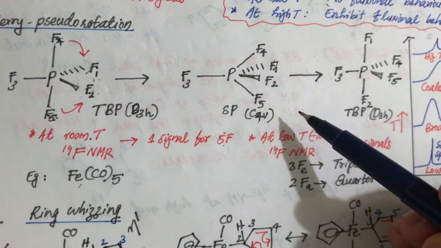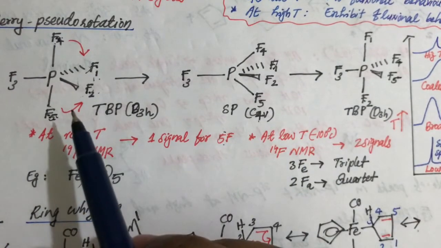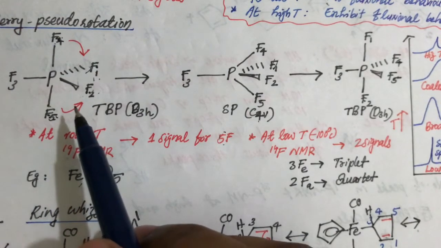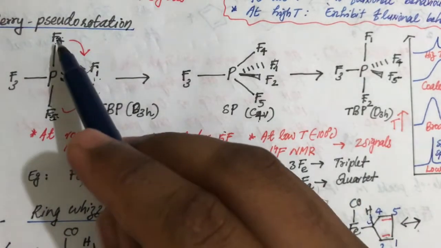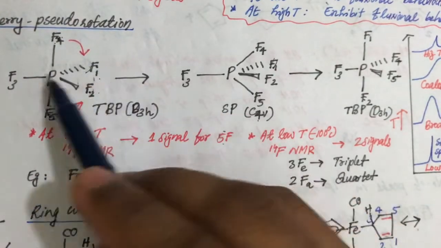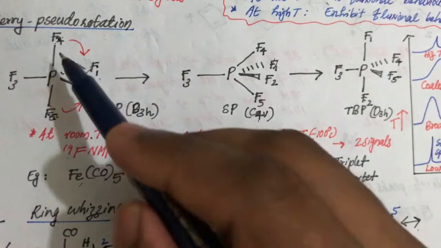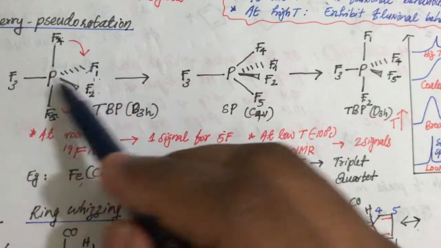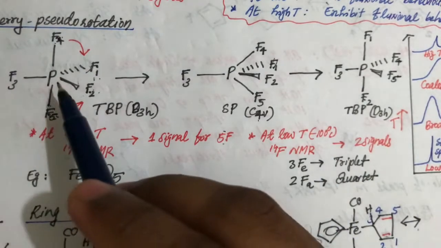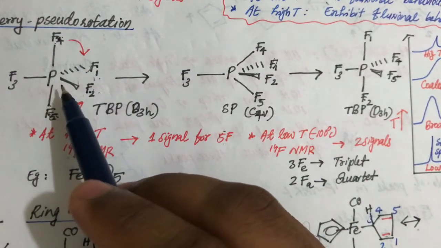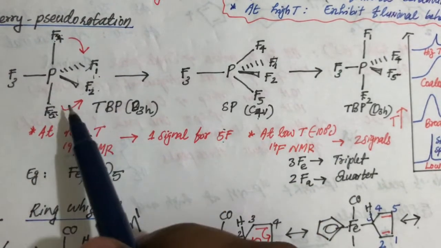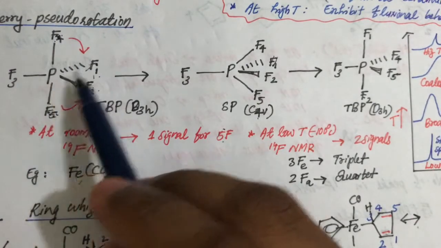What about lower temperature? At lower temperature we know that this molecule is rigid, there is no Berry pseudo-rotation, that is, there is no fluxional behavior. So you can have 2 kinds of fluorine: 2 fluorines are in the axial position, 3 fluorines are in the equatorial position. The 2 axial fluorines give you one signal, the 3 equatorial fluorines give you another signal. We can have the splitting pattern also, but here I am not discussing the splitting pattern, only the number of signals.